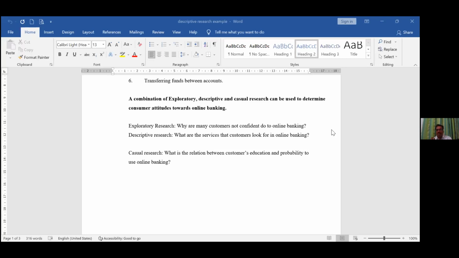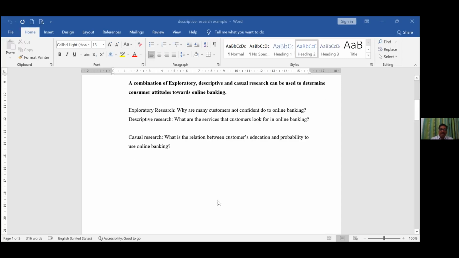This is a null hypothesis. What is the alternate hypothesis? The alternate hypothesis is there is a significant relationship between customer education and probability to use online banking. You can use such hypotheses, and then you can use the causal research design.